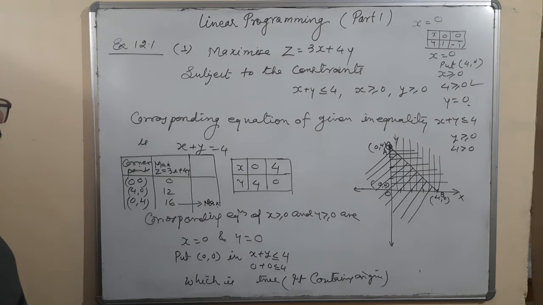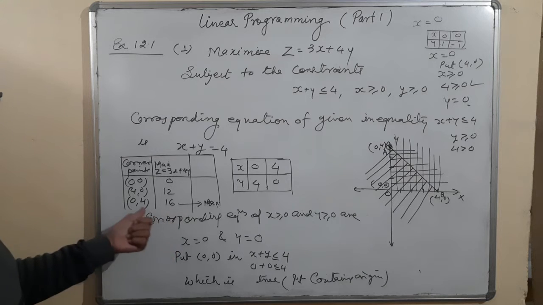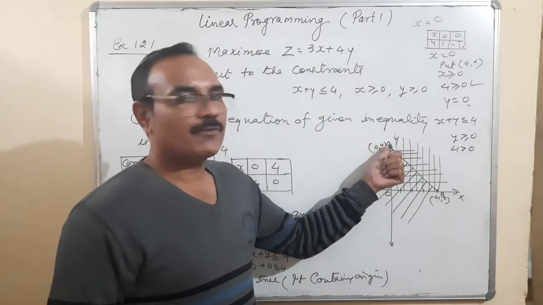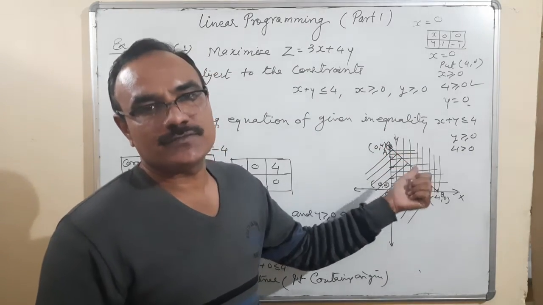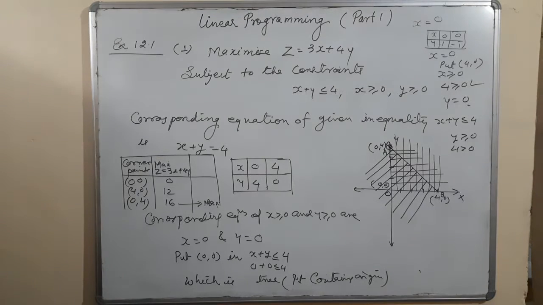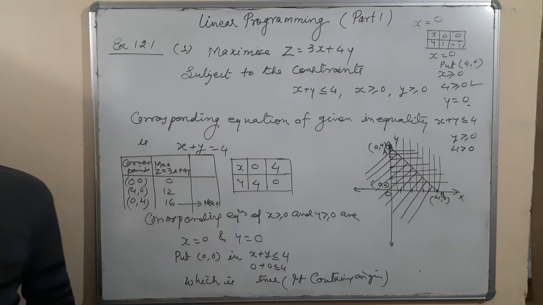Okay. So that means the maximum value is 16 when x is equal to 0 and y is equal to 4. So that is the point where you are getting the maximum value in this feasible region. It's okay. So that is the solution of question number 1.